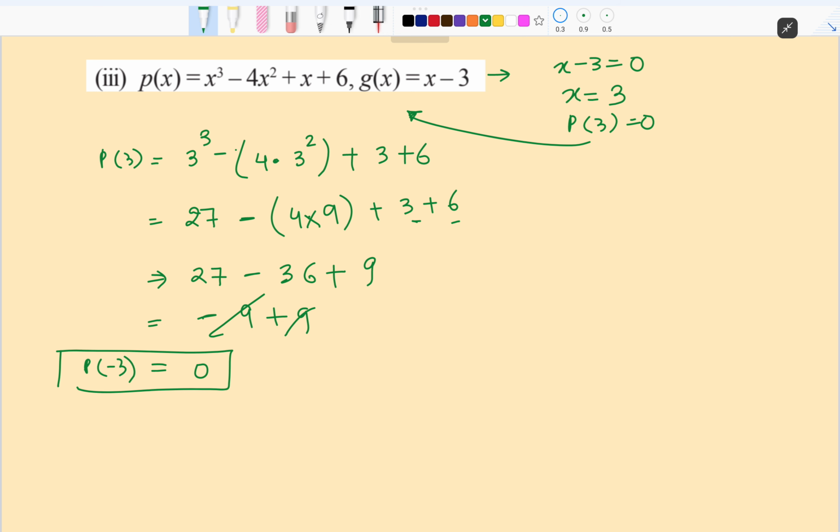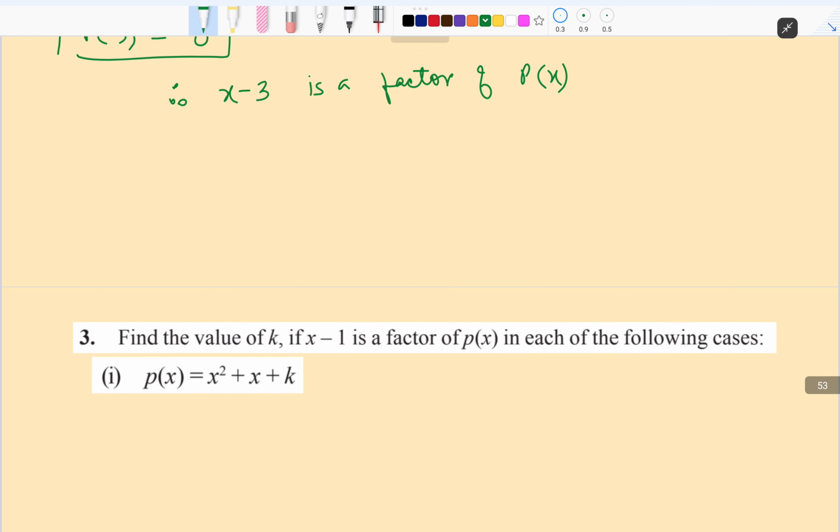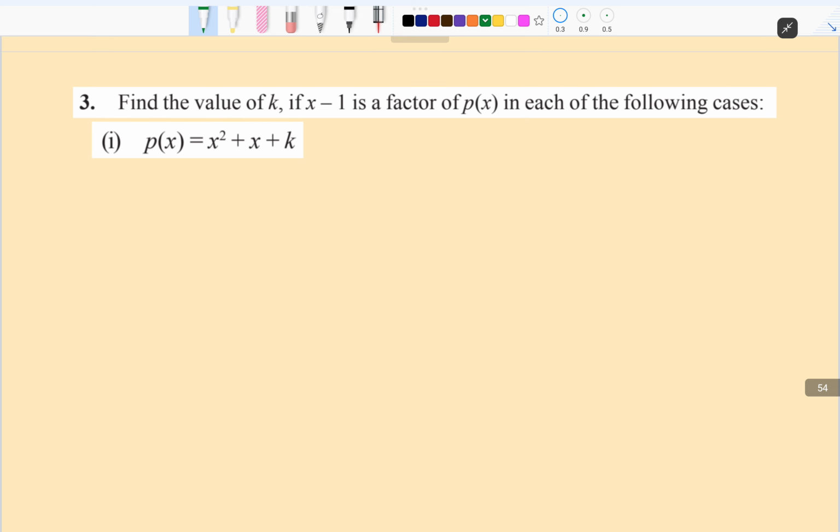Because p of 3 is equal to 0, therefore x minus 3 is a factor of p of x. Clear how these questions are to be solved? If there is a doubt about how I am deriving the 0 from the factor, please do check out my earlier video which I have uploaded on the factor theorem, and it will be very clear to you. Okay guys? Now let's look at the third question.